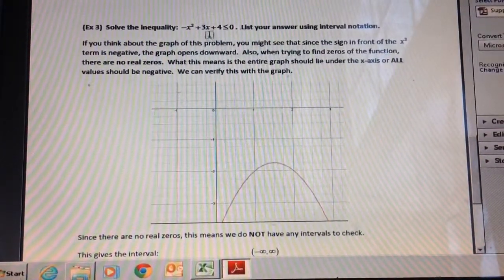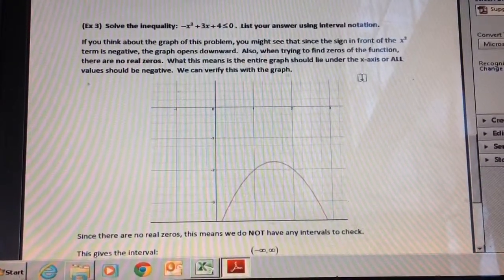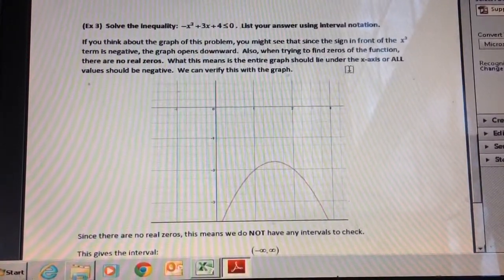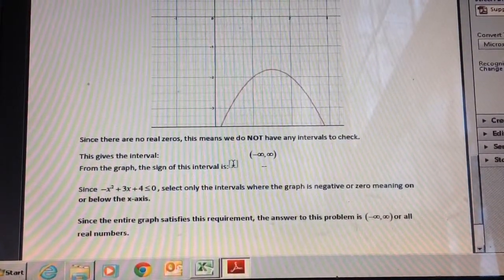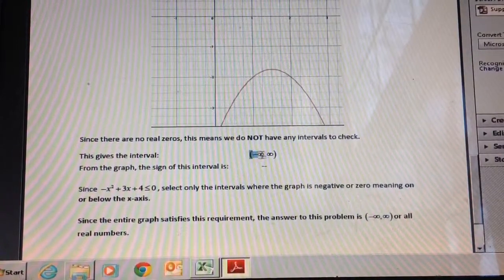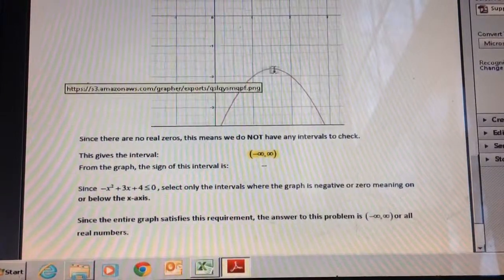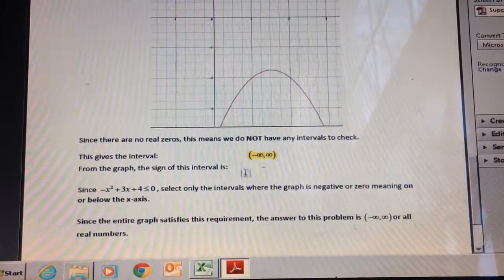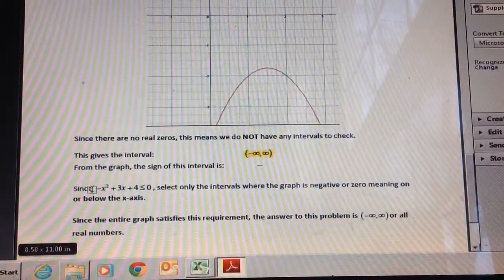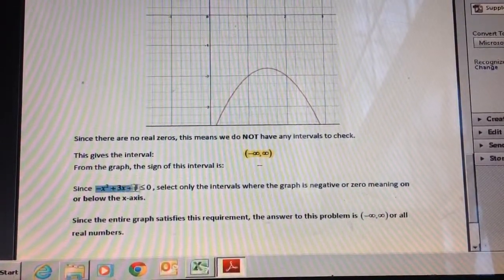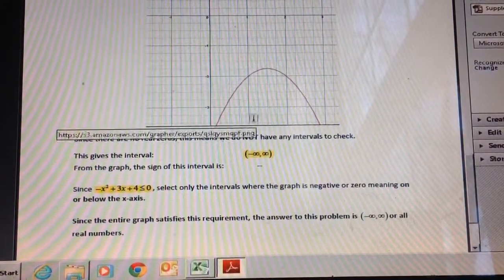We want to find where it's less than or equal to 0. So that would be the whole thing. So notice, if we tried to factor this out, we wouldn't find any zeros. So there's only going to be one interval, and that's the whole thing, negative infinity to infinity. So we're going to be looking at that whole interval. Since this graph is below the x-axis, it's negative, and we want where it's less than or equal to 0, so we want everything in this graph. So every x value is going to work. Every x value I plug in will be below that axis.